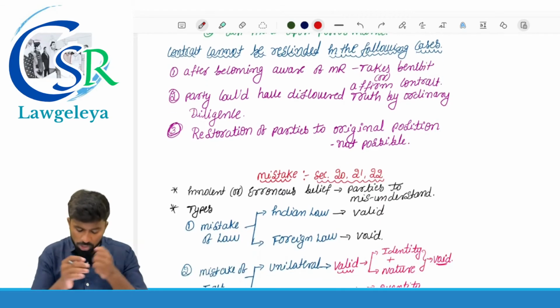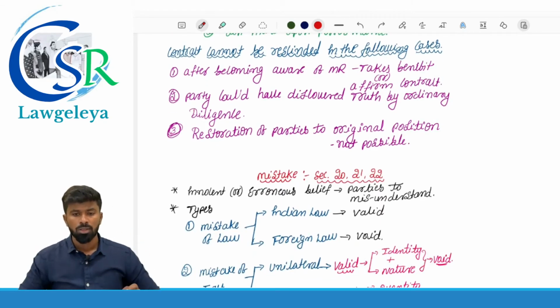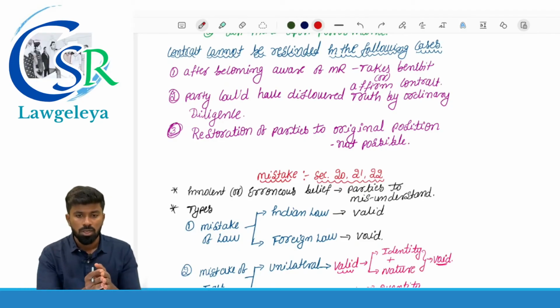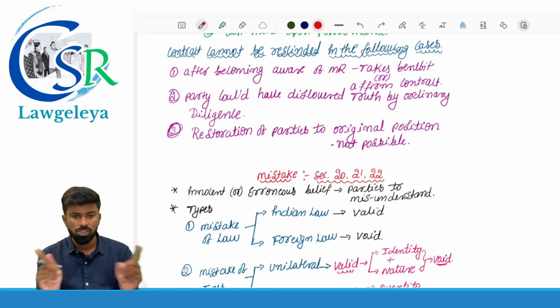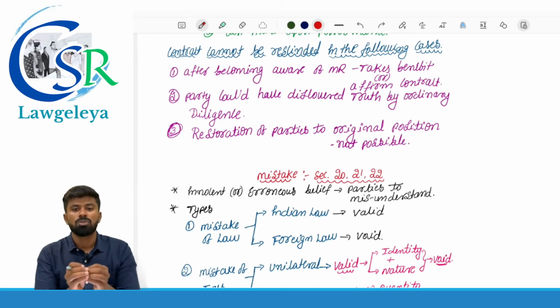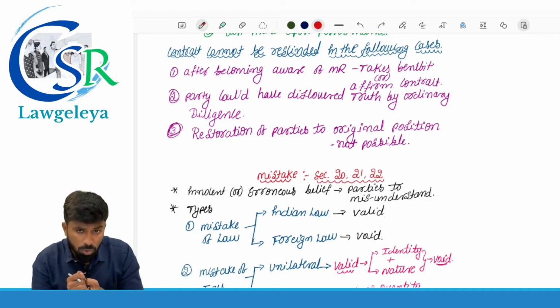Last one, restoration of parties to the original position. If there was a misrepresentation and it is not possible to bring the parties to their original position, restitution is not possible. In that scenario, the contract cannot be cancelled. These are the three cases where a contract cannot be cancelled.